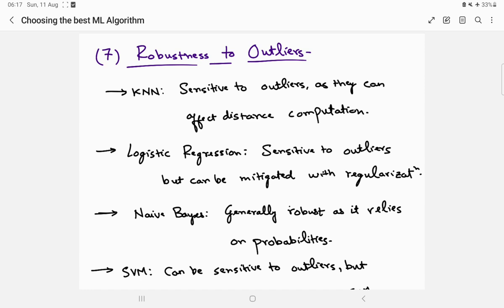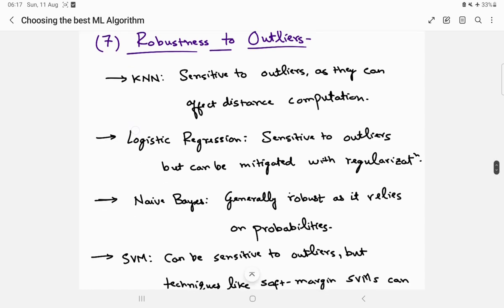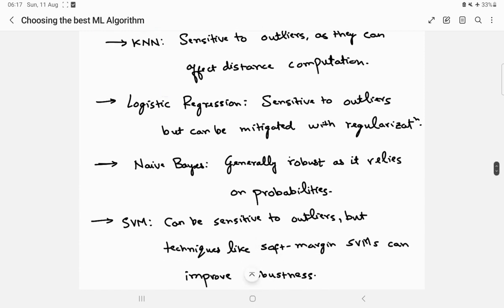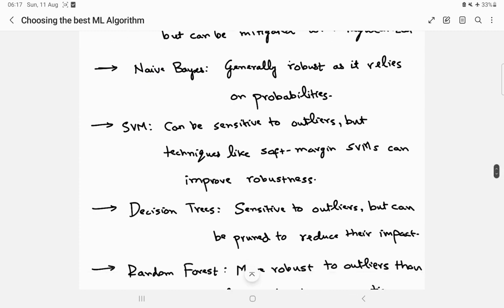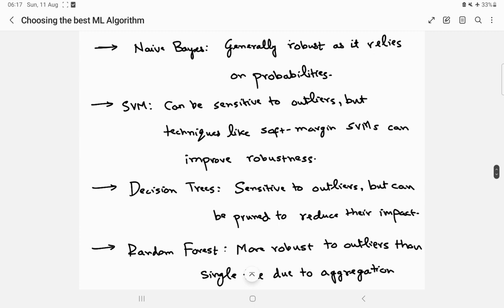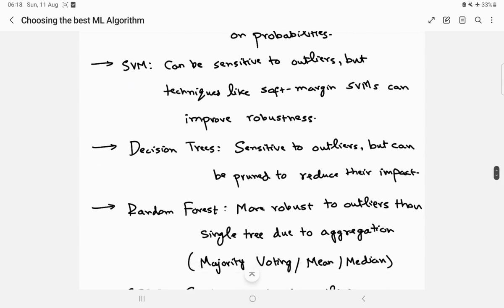So coming back to this particular thing, when it comes to KNN, it is sensitive to outliers as they can affect the distance computation that we do in KNN. Logistic regression is again sensitive to outliers, but the mitigation can be done with regularization. So the effect of outliers can be mitigated with proper regularization in your algorithm. When it comes to naive Bayes, it's generally robust because it relies on probability. For SVM, it can again be sensitive to outliers, but techniques like soft margin SVMs can improve robustness to a certain degree.